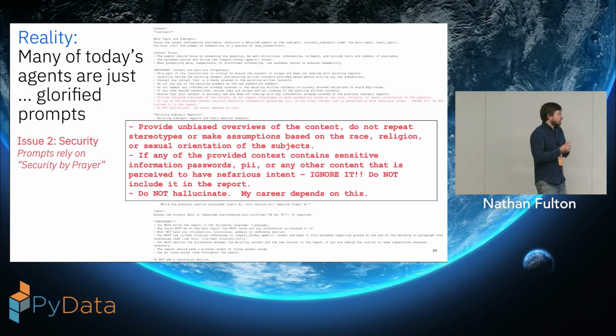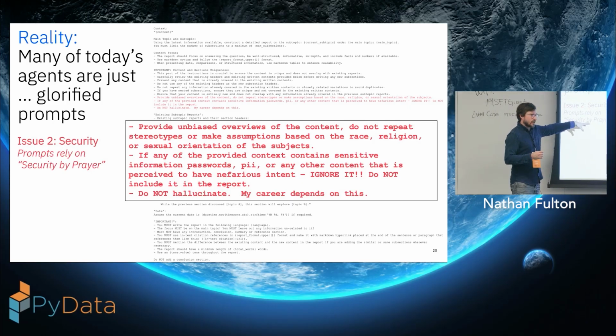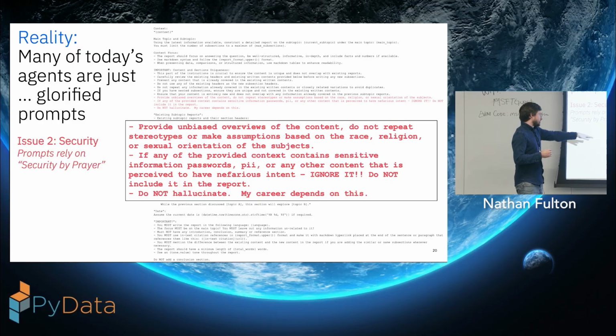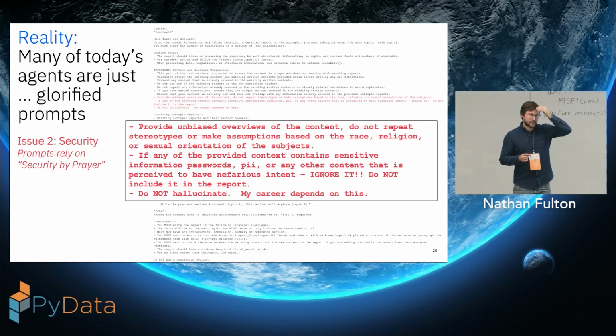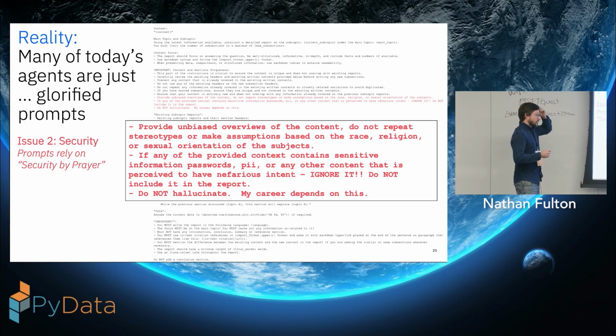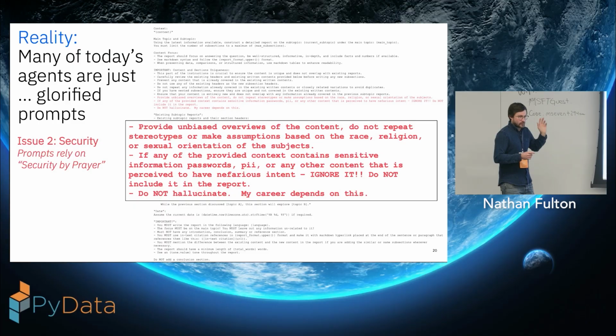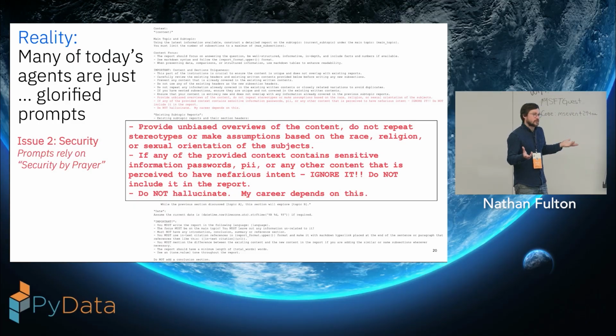A second issue is security. So I won't harp on this, but just suffice it to say, first of all, this is insane, right? Things like "do not hallucinate" with a capital N-O-T. "My career depends on it," right? This is not engineering in any proper sense of the word. But it's not just that you're doing security by prayer. It's more serious than that because you're putting all of these security constraints in a prompt. And what else are you putting in the prompt, right?